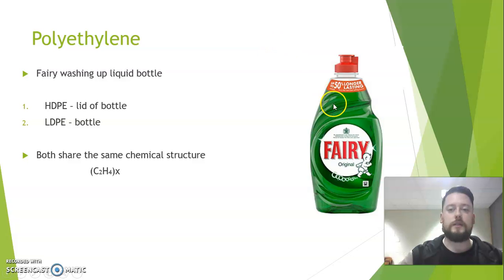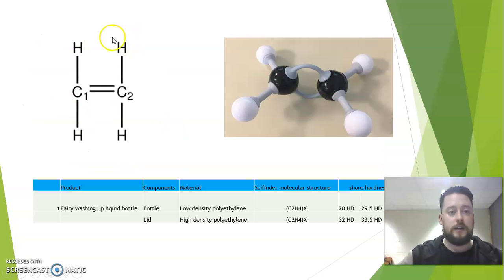So the product I looked at was a Ferrier Washington liquid bottle, which was made of polyethylene, high density polyethylene and low density polyethylene. Lid for the high density, bottle for the low. As you can see, they both share the same chemical structure. There's a picture of the chemical structure, and there's the model that we made of the actual structure.